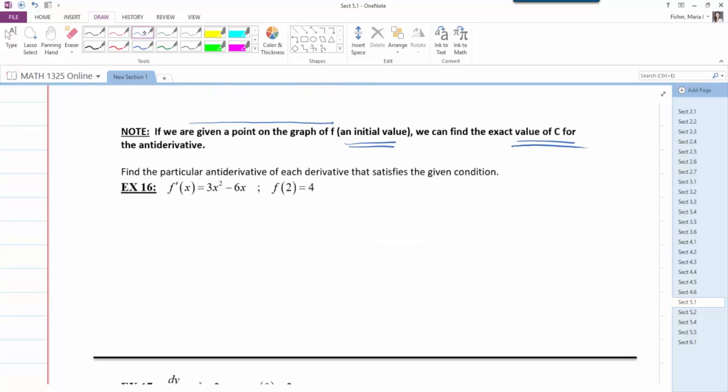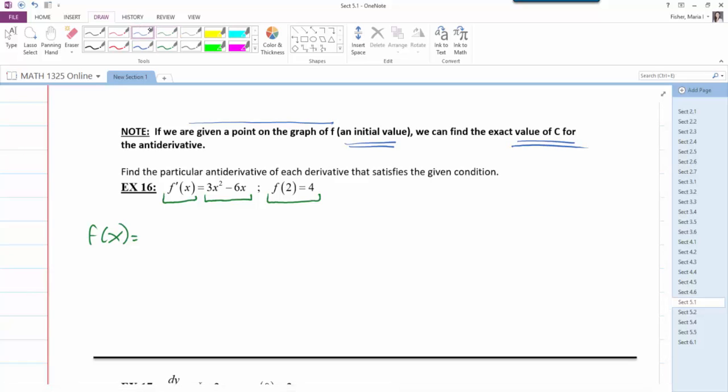So let's find the particular antiderivative of each derivative that satisfies the given condition. So for us, our given condition here is f of 2 is equal to 4. So I'm given that the derivative f prime of x is equal to 3x squared minus 6x. So in order to find f of x, or the original, I have to find the antiderivative. So I need to integrate.